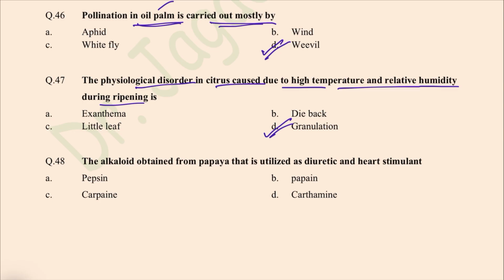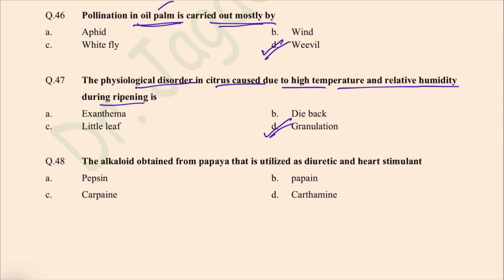is delayed. Okay. Exanthema, it is a disorder due to copper, mostly found in citrus fruit. Dieback is a severe form of copper deficiency. Little leaf is due to zinc deficiency. Whereas granulation is a physiological disorder linked to high temperature and humidity.